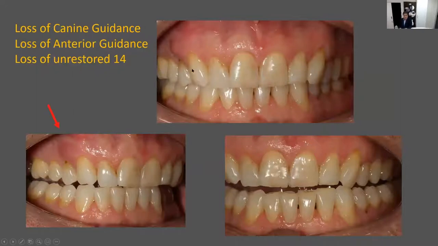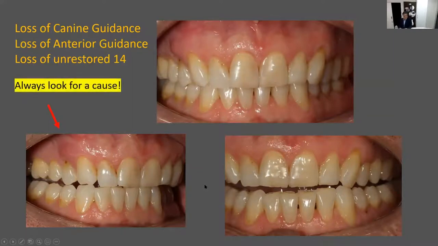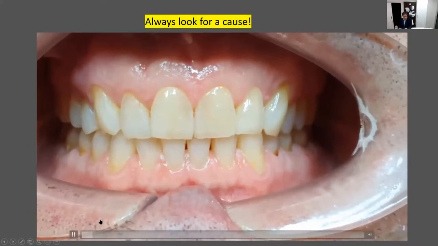Here's the same patient. The patient lost the canine guidance. So basically, anteriorly is on the right. He hasn't lost the canine guidance on the left. It's all clear. On the right it is touching on the premolar. There are no restorations on that. So with time, it's grinding and stress. And always look for a cause. You've got to look for a cause. That's very important. And I'm just going to show the video.